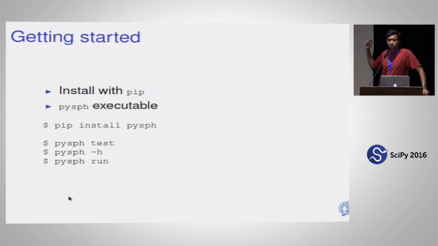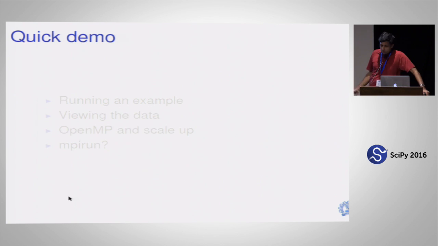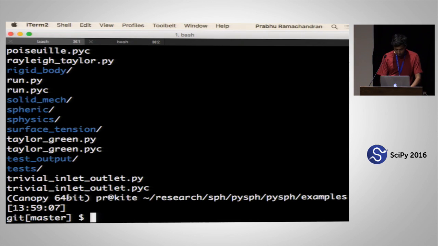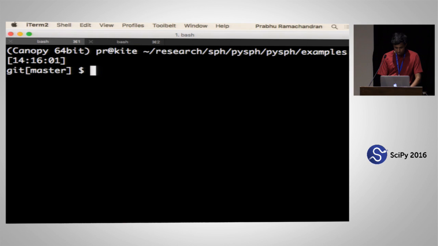So how do you get started? I just pushed a release early this morning, 1.0.5 alpha 5. pip install PySPH should work. It just depends on Python, and you need to have a working C++ compiler on your machine. So I want to do a quick demo, but I think I have just 5 minutes, so maybe I'll just do it. So let's say we run a simple example.